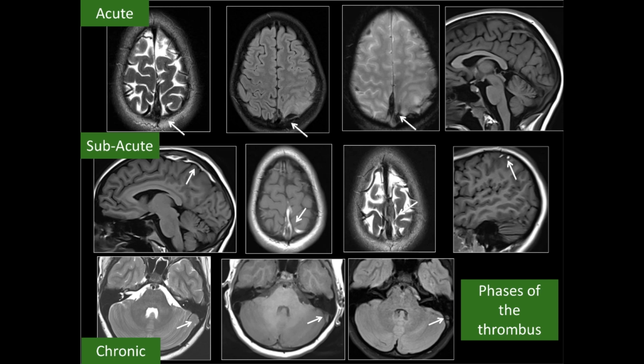This is a scheme and examples of the different timing in which we can perform MRIs and how the thrombus presents itself. So in the acute phase, it's very difficult to identify a thrombus. It can be hypointense on T2, generally iso-intense on T1, but is better seen on the gradient or susceptibility weighted image because it appears hypointense.